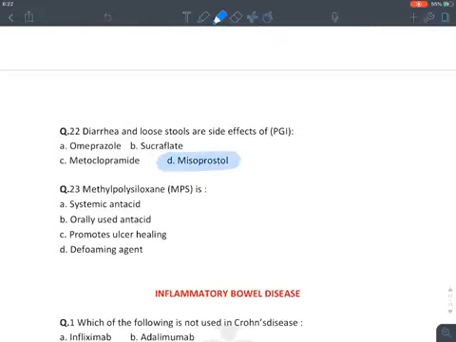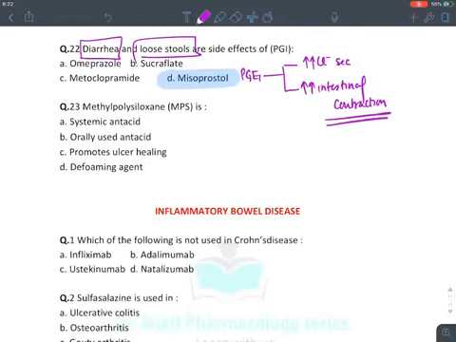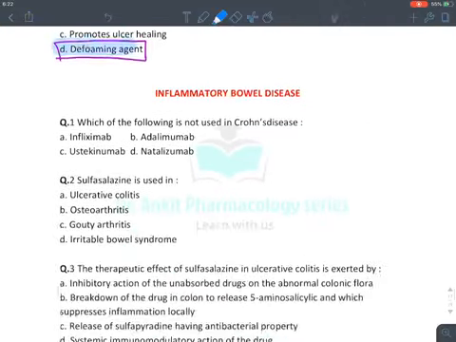Okay. Diarrhea and loose stools are the side effects of misoprostol. Misoprostol is a prostaglandin E1 analog. It causes increase in chloride secretion and it increases intestinal contraction. Hence it may produce diarrhea and loose stools. And diarrhea is the most common side effect of misoprostol. What is methyl polysiloxane? It's a defoaming agent.